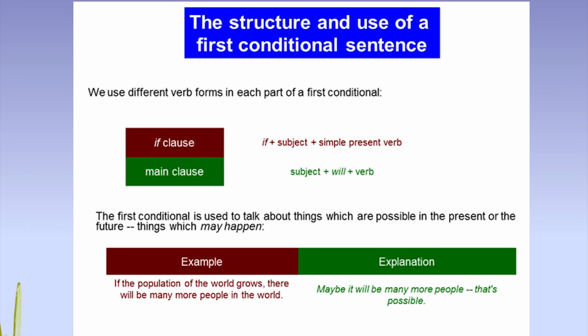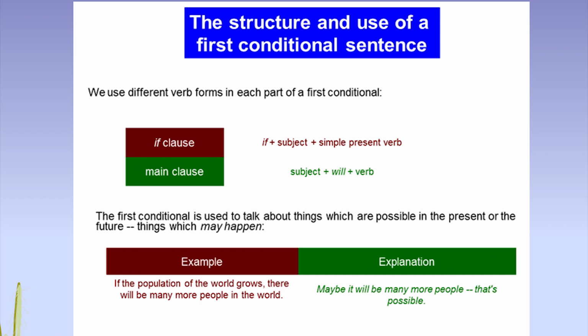So the structure, what sentences should we use here? We use different verb forms in each part of the first conditional. If clause, here we have if plus subject plus present simple. Main clause, subject plus will plus verb.